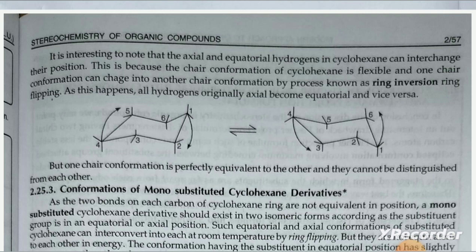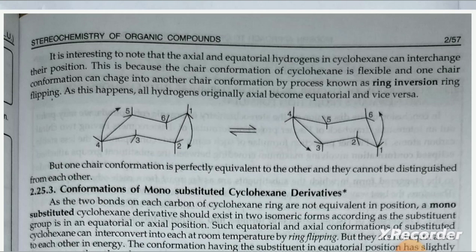It is interesting to note that the axial and equatorial hydrogen in cyclohexane can interchange their position. This is because the chair conformation of cyclohexane is flexible and one chair conformation can change into another chair conformation by a process known as ring conversion, or ring flipping. As this happens, all hydrogen originally axial become equatorial and vice versa. But one chair conformation is perfectly equivalent to the other and they cannot be distinguished from each other.